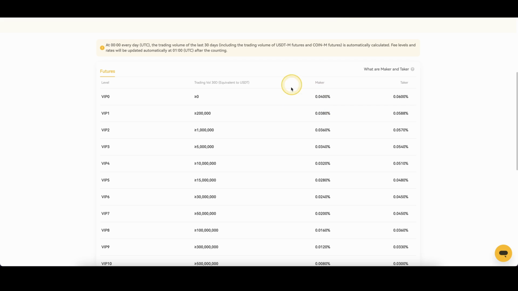All right, so let's jump right into the fees. We take a look at here the futures fees. You can see, first of all, there is a maker fee, which stands at 0.04%. Maker fee means that you always have to pay that fee when using a limit order.